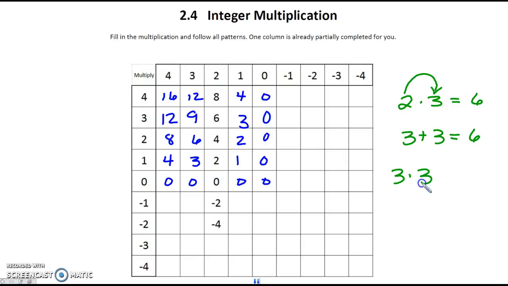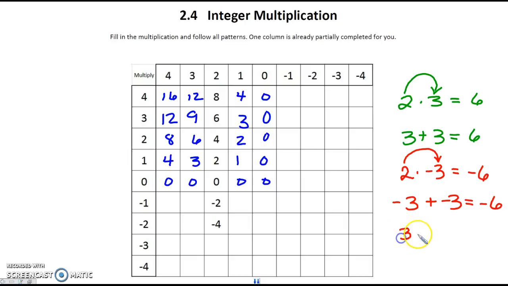If I had 3 times 3, well, that says we have 3 groups of 3 that we're adding together. 3 plus 3 plus 3, and we know that equals 9. So 3 times 3 equals 9. Okay, so what if I take 2 times negative 3? The same thing applies here. I am going to take 2 groups of negative 3 and add them together. So I'm taking negative 3 plus negative 3. Well, that gives me negative 6. So I know that positive 2 times negative 3 gives me negative 6.